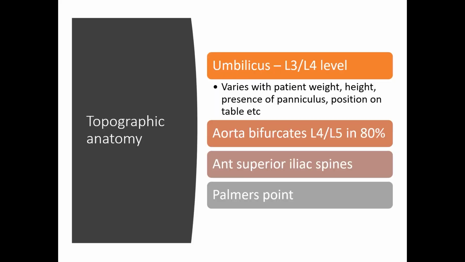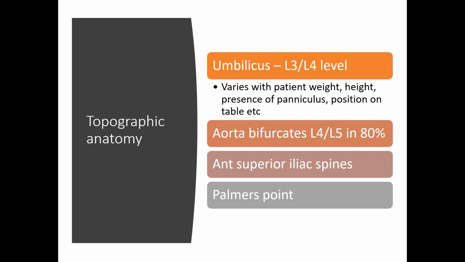So just for understanding, the umbilicus is at the level of L3, L4 in most patients, but it can vary with the patient's weight, the height, the presence of an abdominal panniculus, the position on the table, whether we are flat or head low. So the umbilicus can vary, but this is in a normal situation.